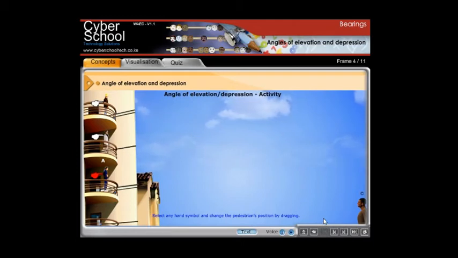The angle of elevation from a point A, as seen from a point O, is the same as the angle of depression of point O, as seen from point A. Select the hand symbol and drag the pedestrian appearing. Observe that the angle of elevation of the man standing in the balcony seen by the pedestrian is the same as the angle of depression of the pedestrian seen by the man in the balcony.